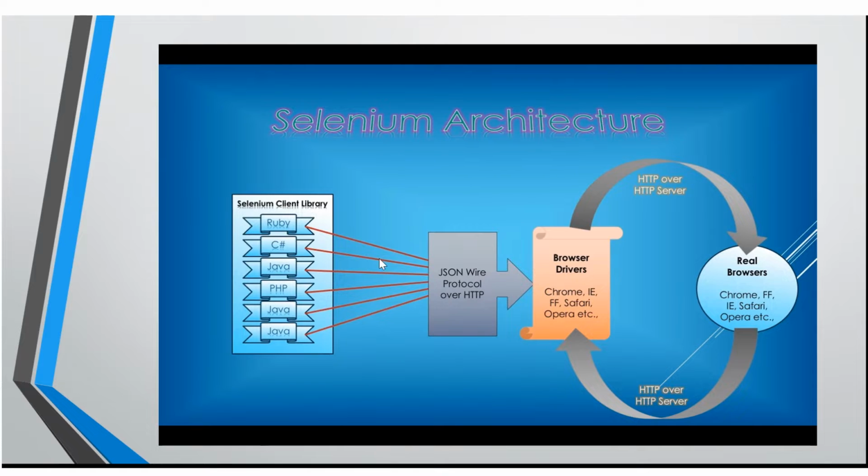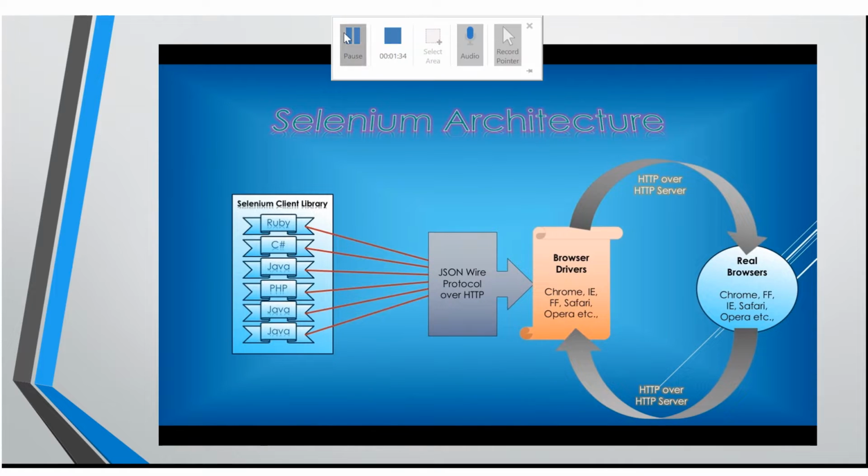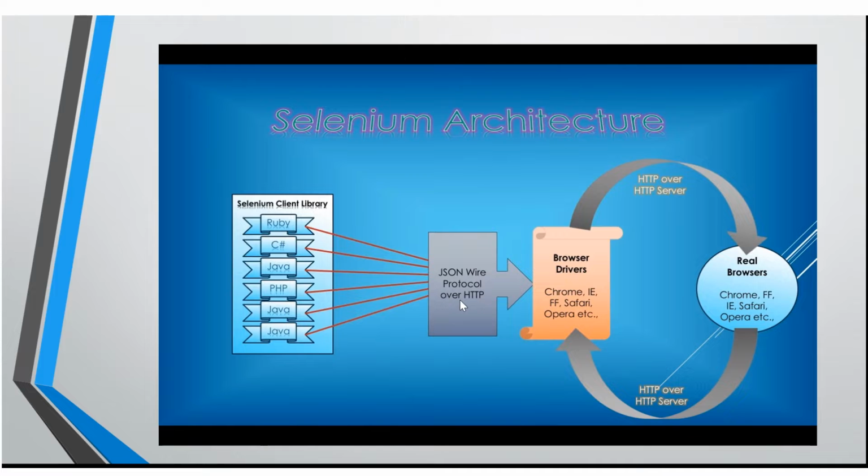This client library communicates to the JSON Wire Protocol through HTTP. Basically, this JSON Wire Protocol communicates to the real browser in the form of REST API. So yes, Selenium works through REST API actually. In this JSON Wire Protocol, we are passing the HTTP request.